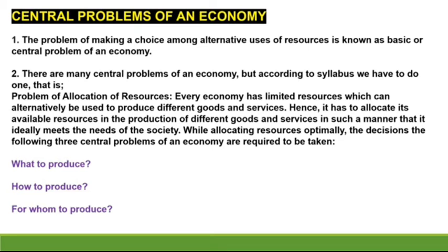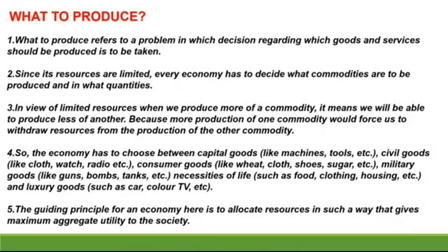While allocating resources optimally, the following central problems of an economy are required to be taken up. The first one is what to produce. Second is how to produce, and the last one is for whom to produce. Now in the upcoming slides we are going to discuss each one of the central problems in detail. So now let's first discuss what to produce.